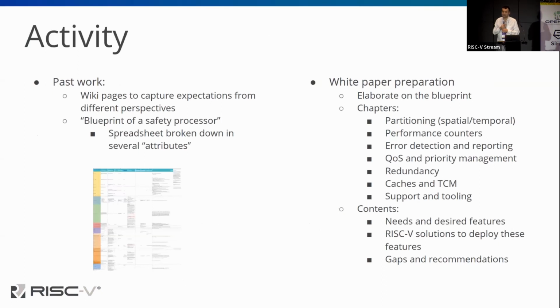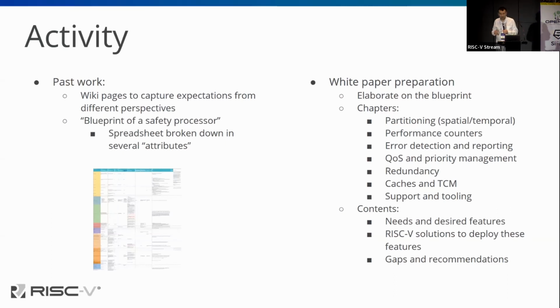Our activity within a special interest group. Our past work was to build a wiki page, quite internal, although it's public, to capture the expectation from different perspectives: the software, the hardware, the OEM guys. Then we prepared what we call the blueprint. It's an internal document. It's public, but it's internal. The blueprint of the safety processor, where we have broken down our expectation according to various attributes.